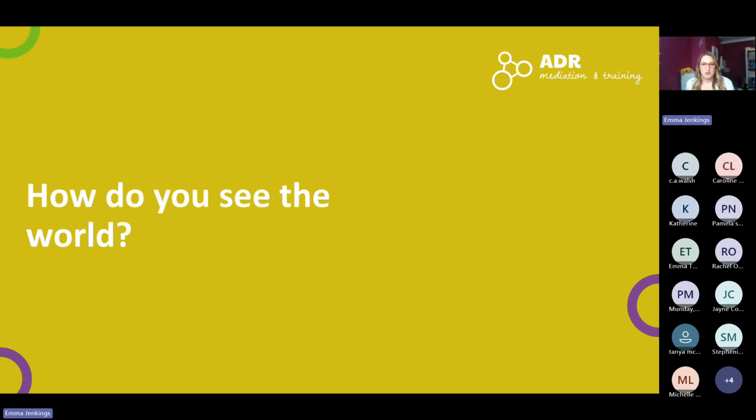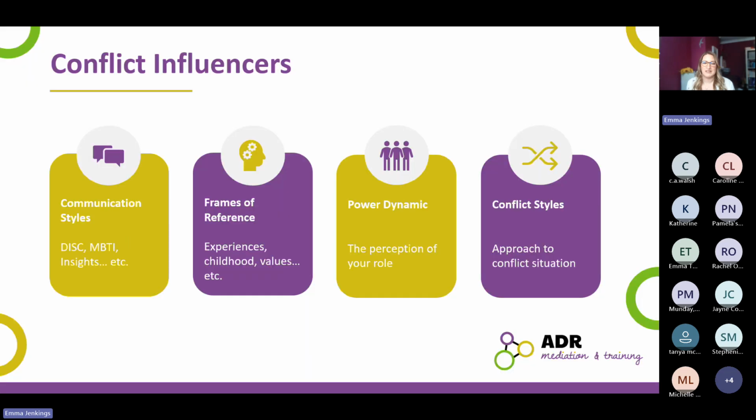Now, before there were influencers talking about beauty and travel and relationships and protein or cleaning your house, before all of those influences, there were conflict influences and still are. So we have these different factors that influence our response or reaction to conflict, the same for us as for other people. How we might communicate, what our frames of reference are, how we see the power dynamic, and of course, the key thing that we're talking about today, conflict styles.